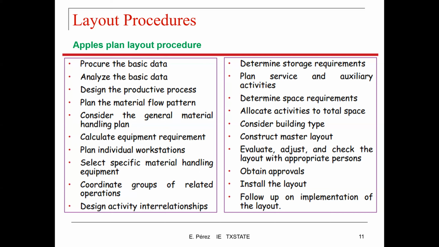equipment, coordinate groups of related operations, design activity interrelationships, determine storage requirements, plan service and auxiliary activities, then determine the space requirements, allocate activities to total space, consider the building type, construct the master layout, evaluate, adjust, and check the layout with appropriate persons, obtain approval, install the layout, and follow up on implementation of the layout.